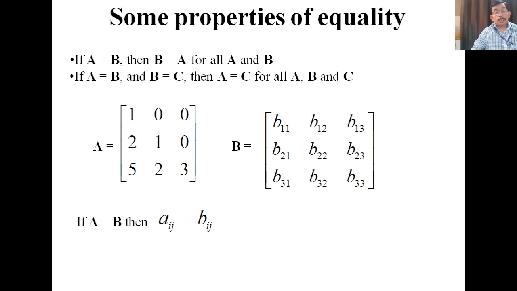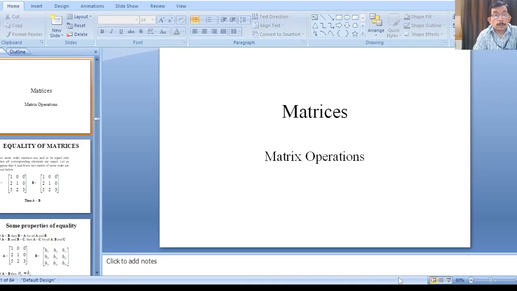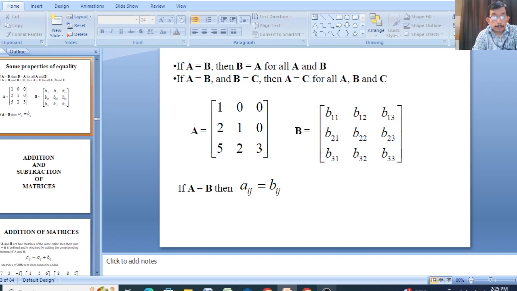And the second property: if A equals B and B equals C, then A also equals C. This is the property of matrix equality. Now we start some numerical problems on equality of matrix.